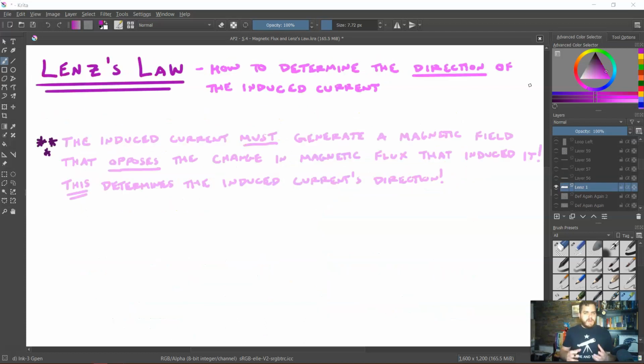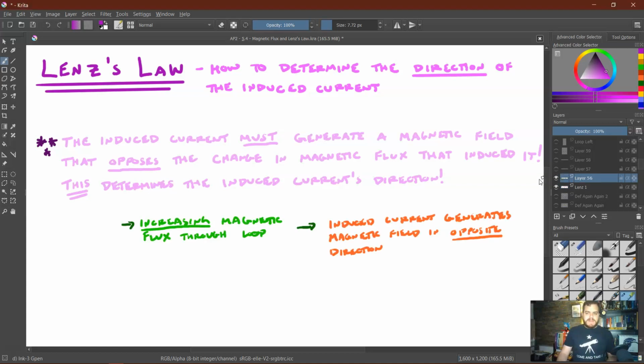So Lenz's law is how we determine the direction of the induced current as a result of electromagnetic induction. So the idea underlying this law is that the induced current must generate a magnetic field that opposes the change in magnetic flux that induced it. And if it's doing that, that determines the induced current's direction. Okay, it's a lot going on there, so let's go through the details and then we'll look at some examples. So, once again, the induced current must generate a magnetic field that opposes the change in magnetic flux.